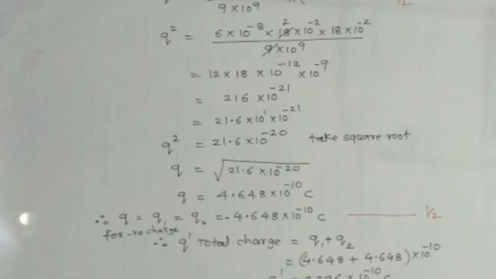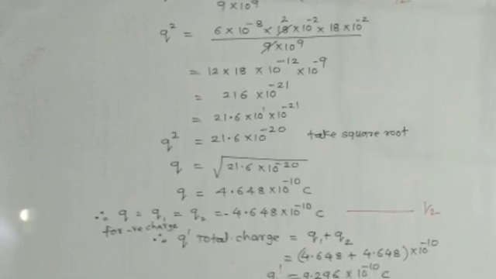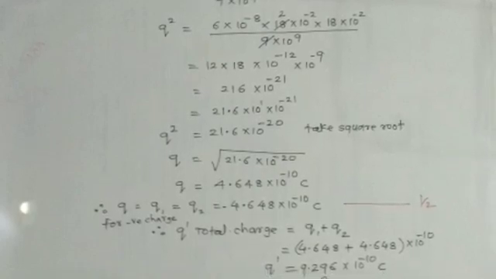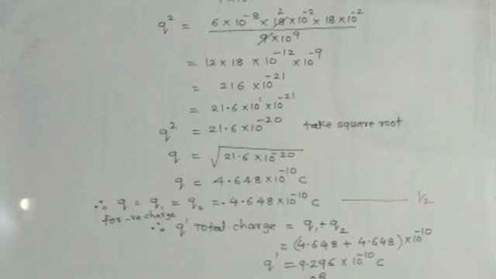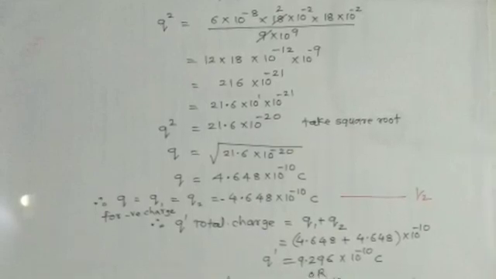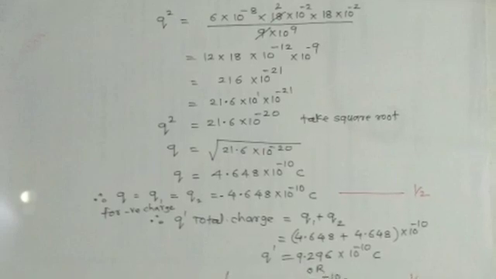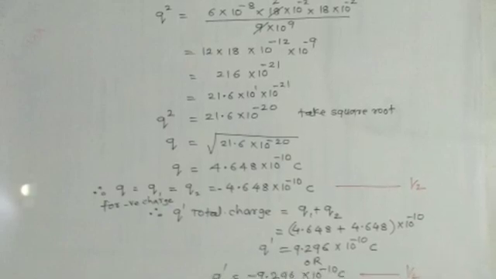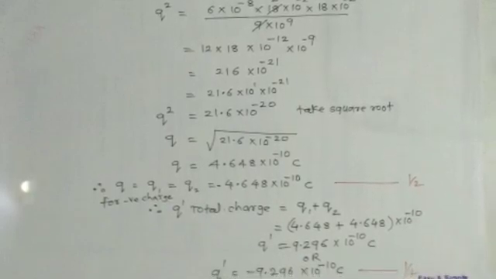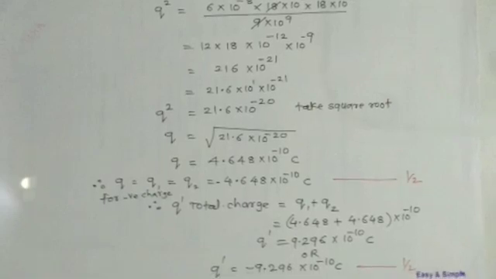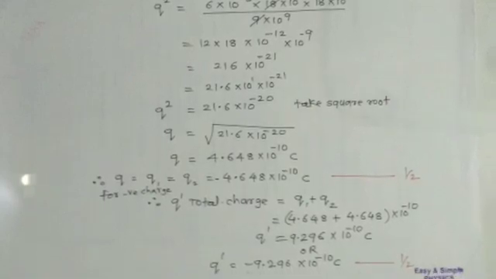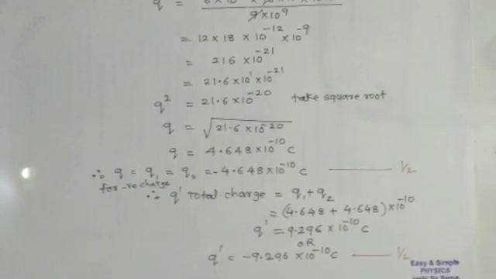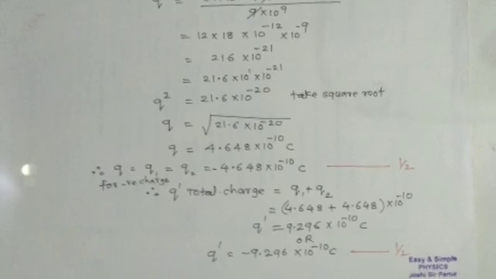If we take the square root, Q is equal to 4.648 into 10 raised to minus 10 Coulomb. Therefore, charges Q1 and Q2 will be minus 4.648 into 10 raised to minus 10 Coulomb. So, the total charge will be twice that, so total charge becomes minus 9.296 into 10 raised to minus 10 Coulomb, which will be the answer for the given numerical.